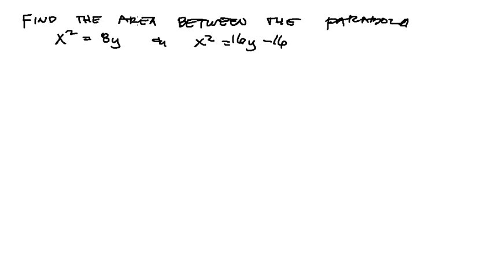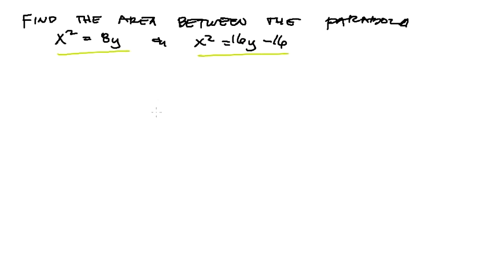Hi, so we need to find the area between the parabolas. We have parabola 1, which is x squared is equal to 8y, and the second parabola, which is x squared is equal to 16y minus 16. First, we need to graph and sketch these parabolas to show which area we are going to find.